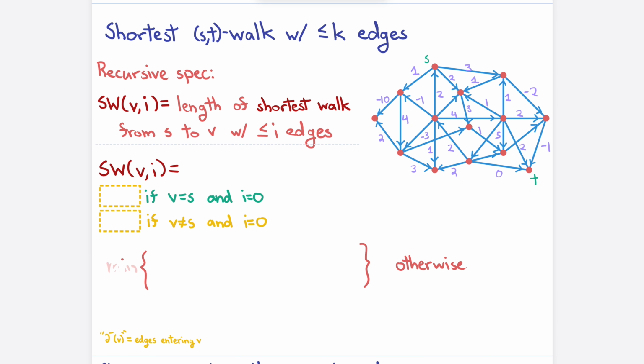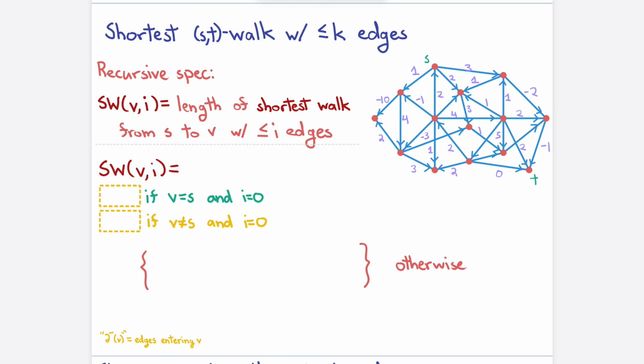Maybe I should erase that. Okay, all right, so let's implement it. Maybe the natural base case is 0 edges. That seems the easiest one. And I set this up a little bit for us. I've made a distinction between when v is the source and when v is not. So for 0 edges, what should these values be?